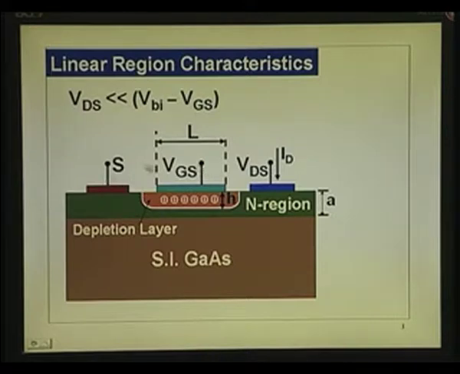Supposing I short the gate to the source, 0 voltage between the gate and source. What is the channel thickness? It is A minus this depletion layer width. What I put here is H. H is the depletion layer width, and the depletion layer width is related to the built-in potential now. Okay. Now, let us go into this discussion a little bit more carefully.